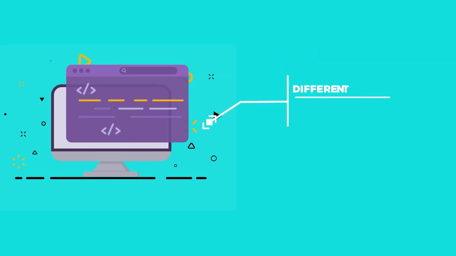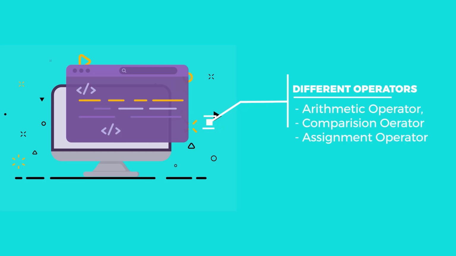Along with that, we would also be looking at different operators. Operators basically are arithmetic operators. We have comparison operators, we have assignment operators. So various kinds of operators: what are those, and how can we use them in our Python programs?